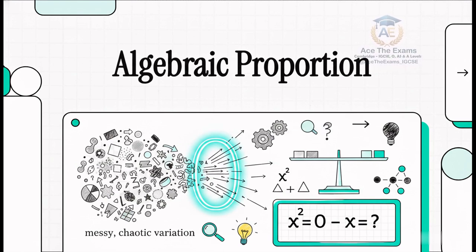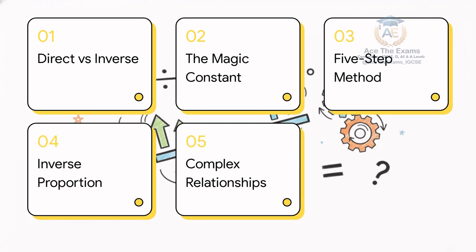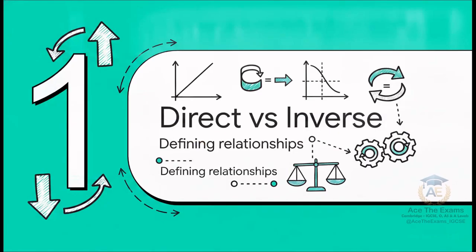Let's dive in. Okay, here's our game plan for today. 1. Direct versus inverse proportion. 2. The magic constant. 3. The universal 5-step method. 4. Tackling inverse proportion. And finally, 5. Mastering complex relationships.